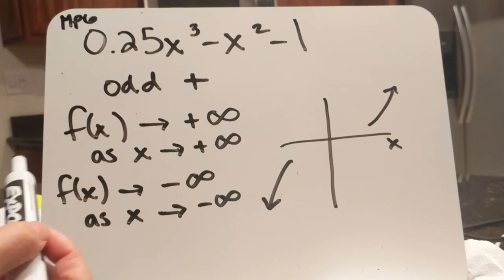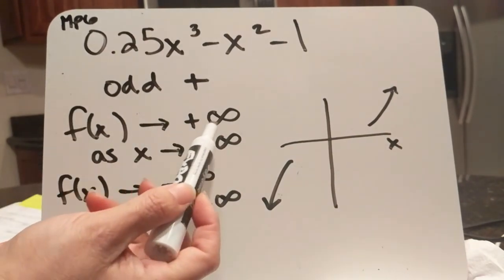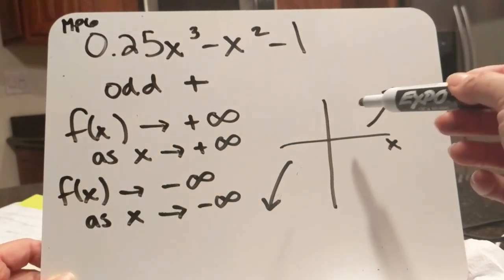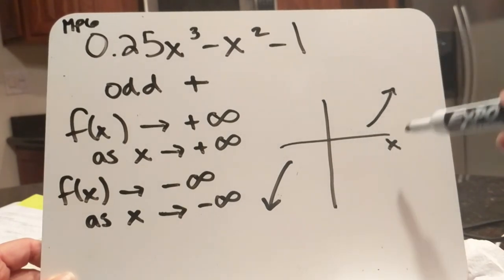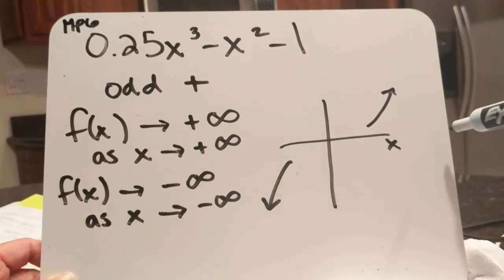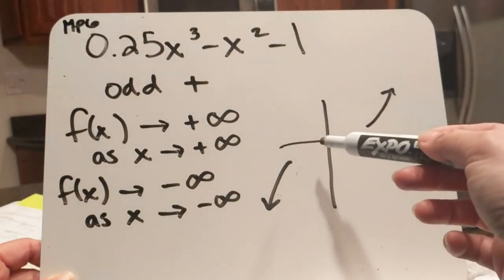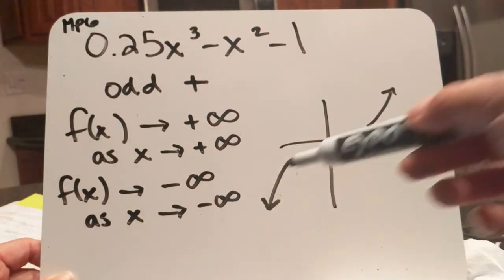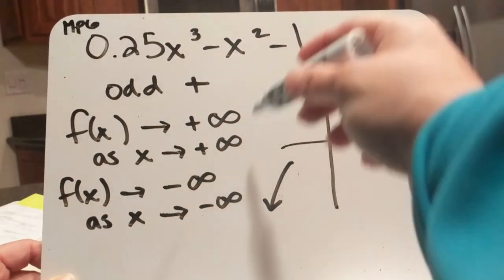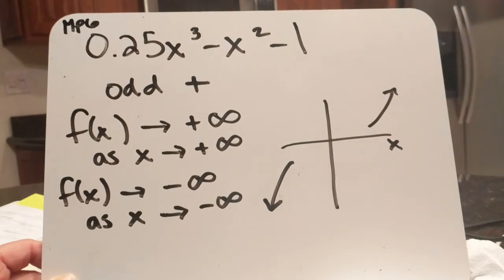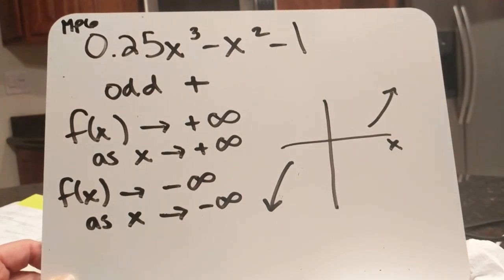So looking at your notes, the function is going to approach positive infinity, which is over here, as x gets larger and larger in the positive direction, and the function will approach negative infinity as x approaches negative infinity. Now, what it looks like in between, we haven't worked on that yet. But I'm going to graph it for you, and let's see if it matches.